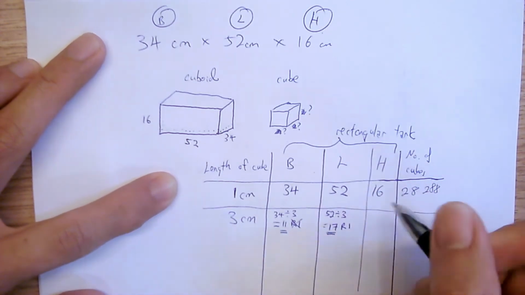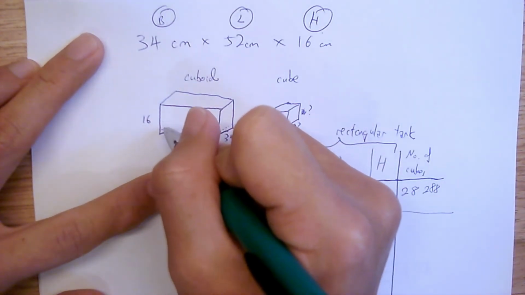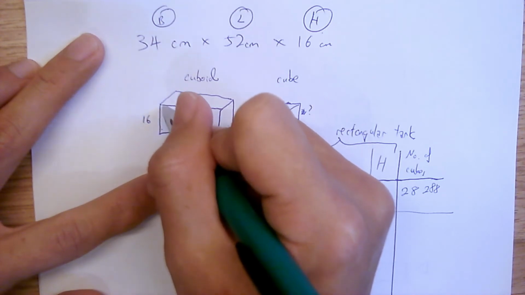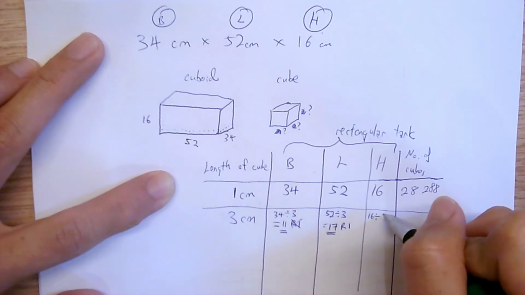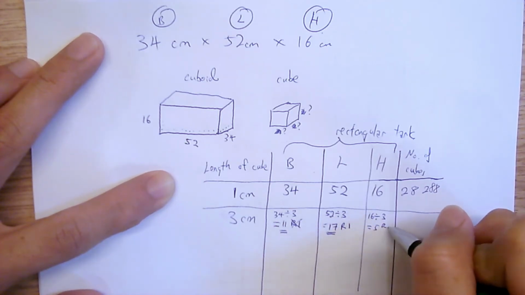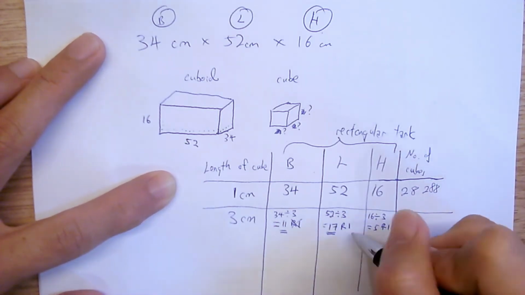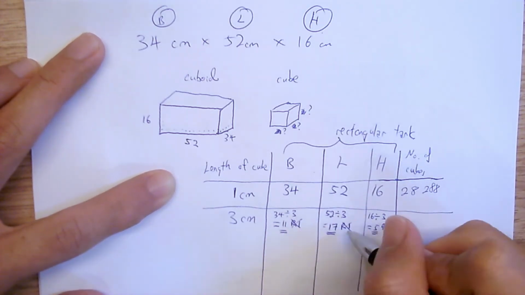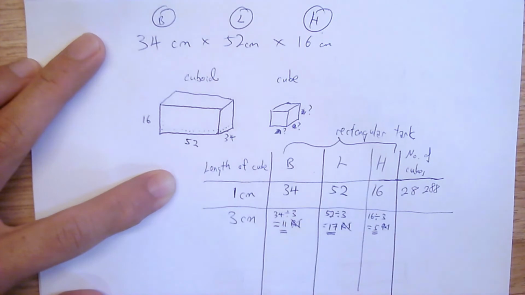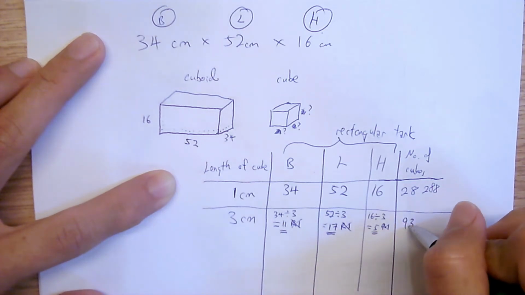Now, how about for the height? How many 3 cm cubes can be stacked up to reach as close to 16 as possible? You take 16 divided by 3, that will be 5, remainder 1 again. So all the remainders we just ignore. This will just be 11 times 17 times 5. So 11 times 17 times 5, that will be 935.